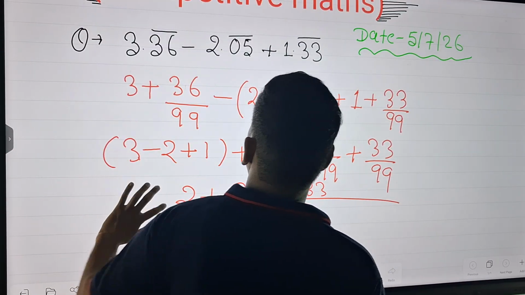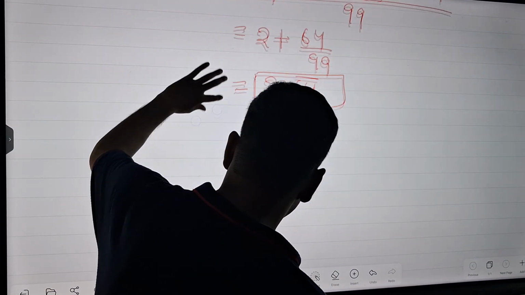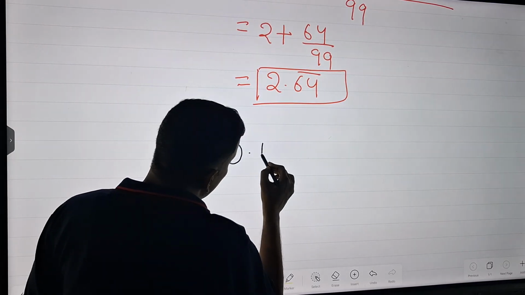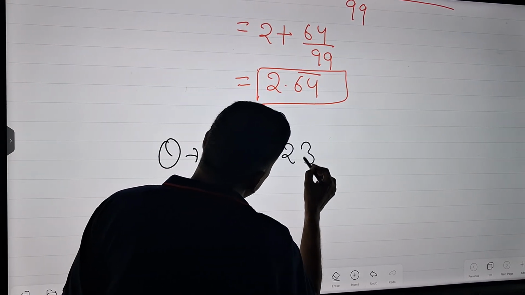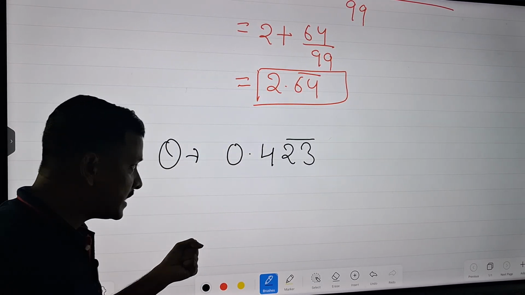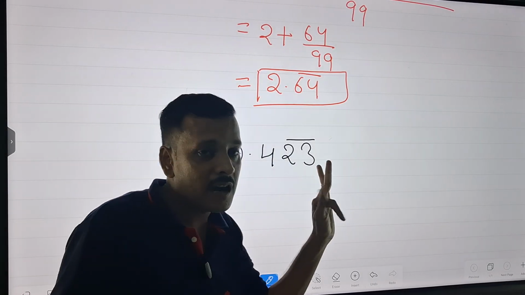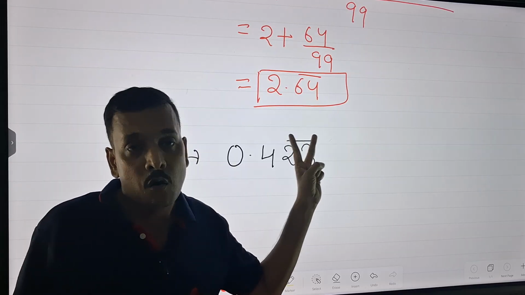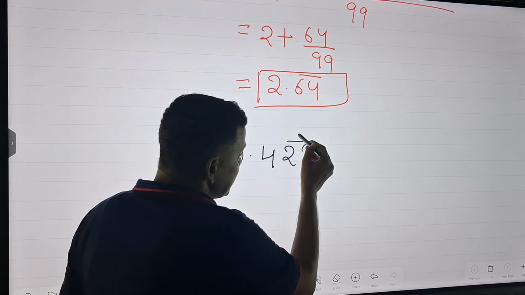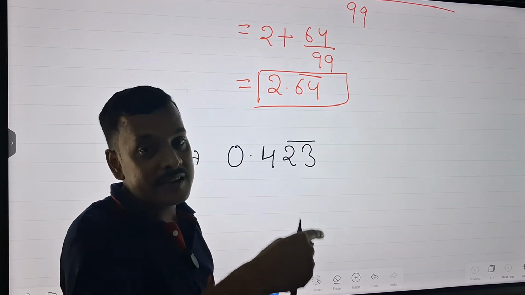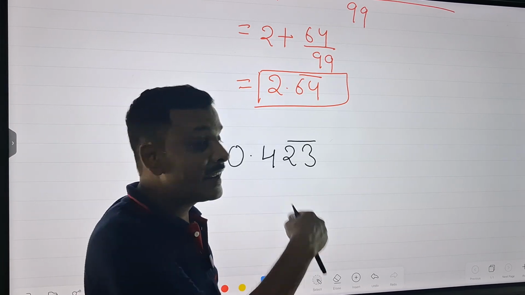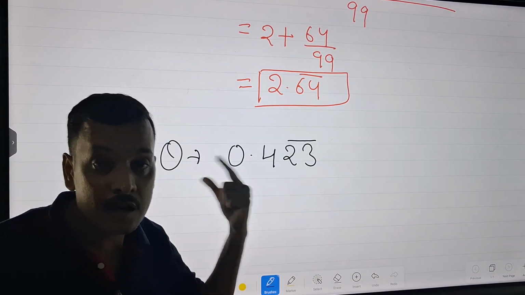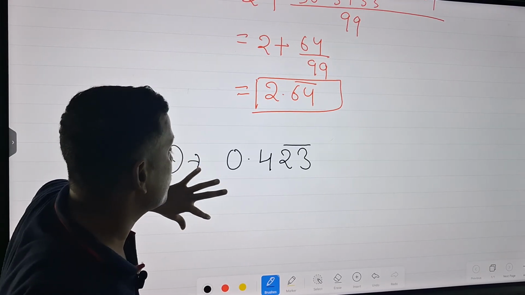If I talk about the next question, the next question is 0.423 recurring. Here you will see that after the decimal there are 3 digits and the recurring is on 2 digits only. That means this is the repeating digit, repeating again and again, and one number is there, 4, that is a non-repeating digit. So how will you solve this question?